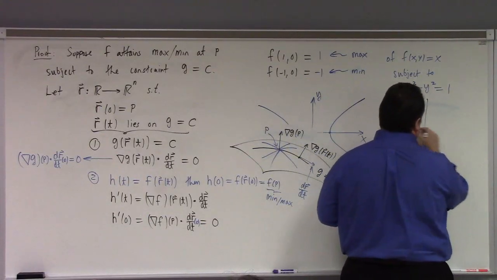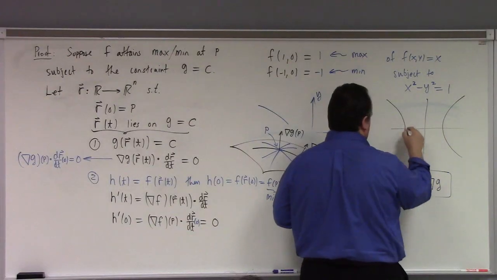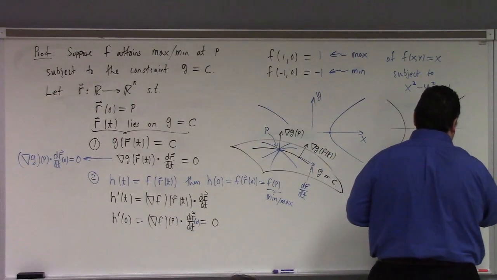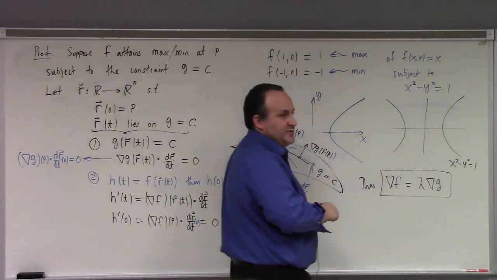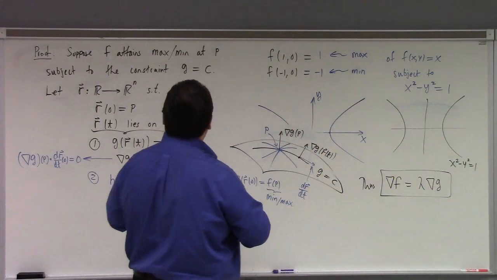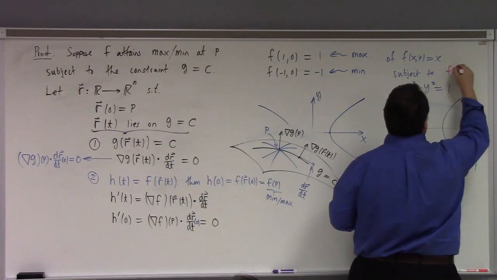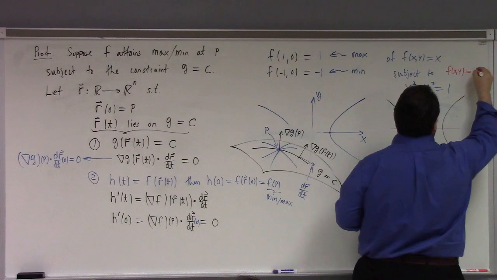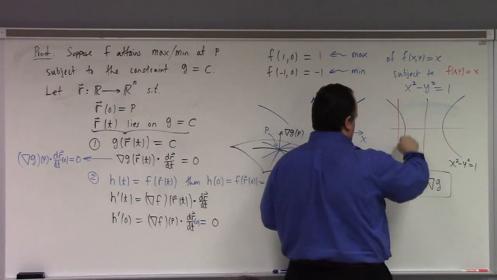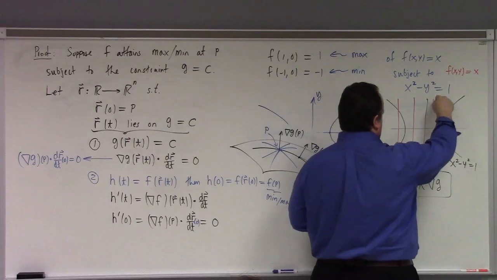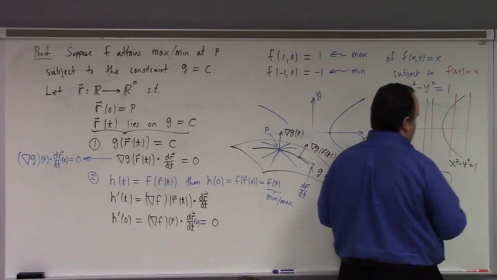So here's the hyperbola, right? x squared minus y squared equals 1. What are the level curves of f? What do they look like? In my example 2, remember we had f of x, y equals x. So what do the level curves of x look like? They are vertical lines, right? x equal to a constant.